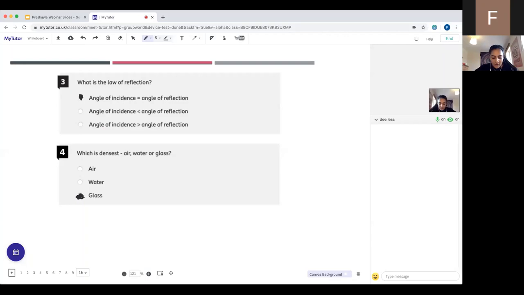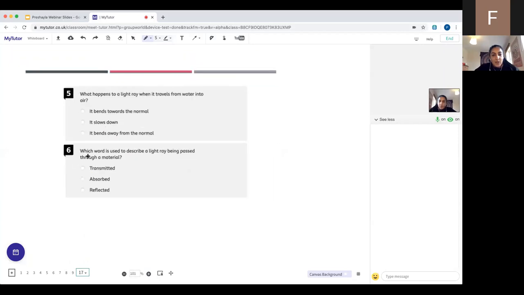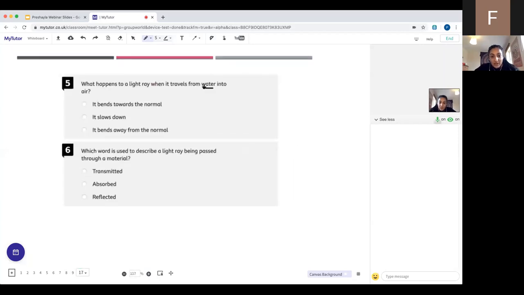Okay, so next one. What happens to a light ray when it travels from water into air? So remember your mnemonic, fast. So it's going from water to air. It's going from a more dense medium to a less dense medium. So if it goes from more dense to less dense, the wave is going to be able to travel faster, not got as much resistance. And if it can travel faster, it bends away from the normal. So faster away.